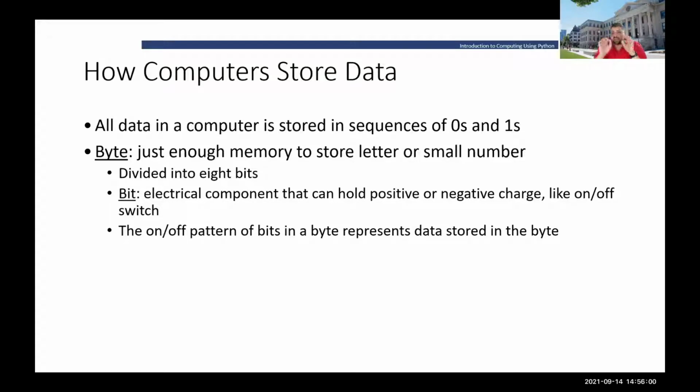Now, 0 itself or 1 itself is called a bit. So the bit has two possible values, either 0 or 1. A byte is 8 bits, and it's enough memory to store a letter or a small number. The bit is an electrical component that can hold a positive or negative charge, like an on or off switch. The on-off pattern of the bits in a byte represents the data stored in that byte.